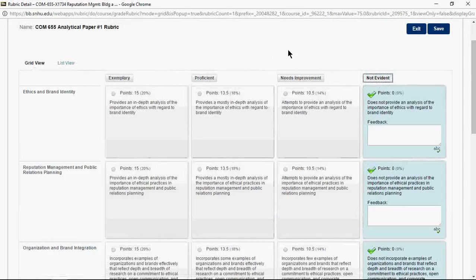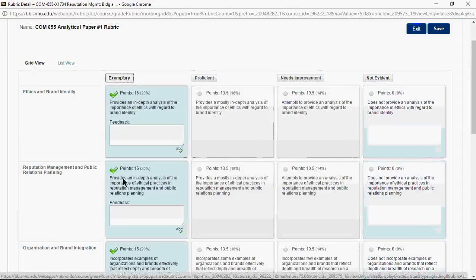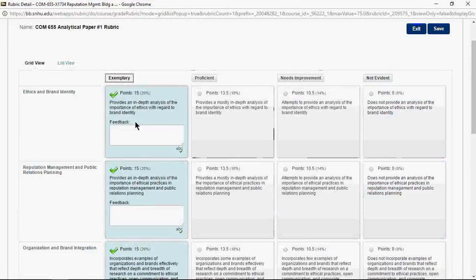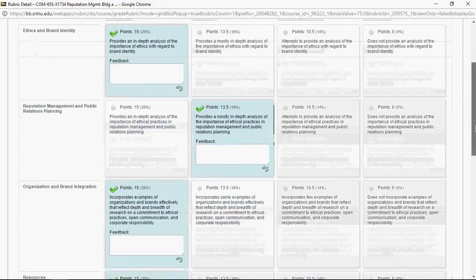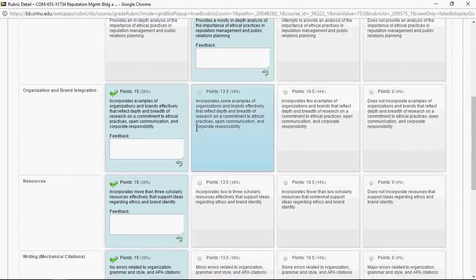Okay. But in the main, most often, I'm going to go back and forth. I'm not going to go just strictly down the column. So let's say that on ethics and brand identity, yes, you provided an in-depth analysis. Good job. But on the reputation management and PR planning, you were mostly in-depth, but it could have been a little bit better. Organization, you used great examples of organizations and brands. That was a good job.